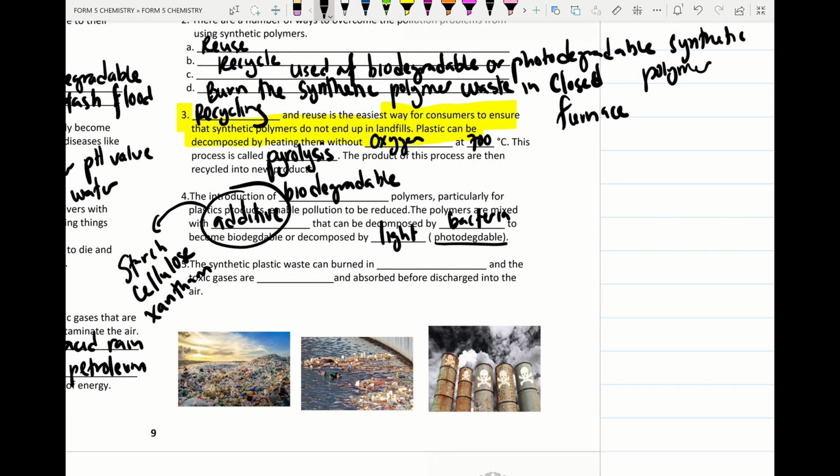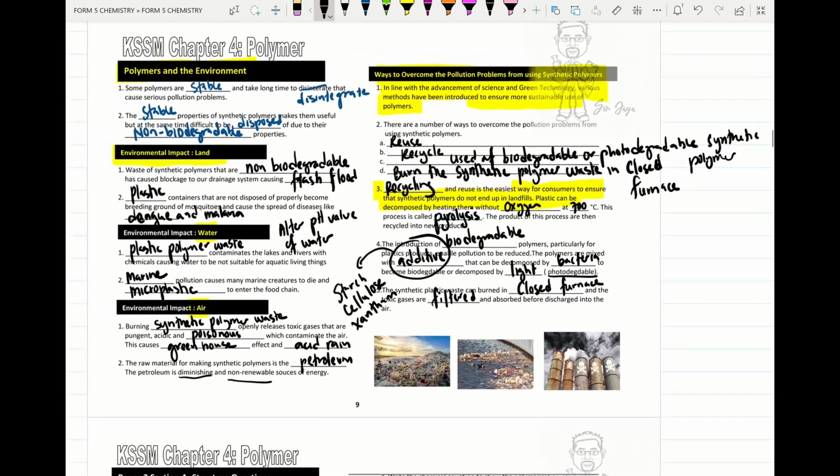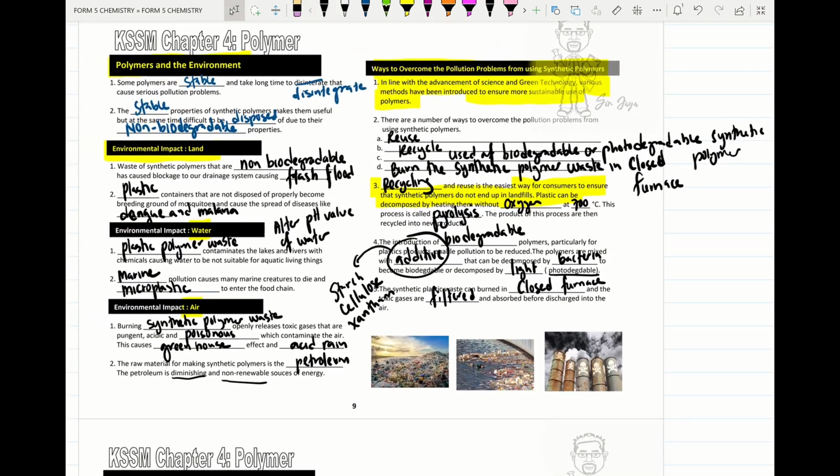All right, so the synthetic polymer waste can be burned in closed furnace, and the toxic gases are filtered and absorbed before we discharge into the air. All right, these are the environmental problem caused by the synthetic polymer waste and the way to overcome the problem.